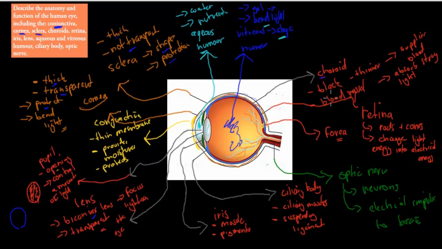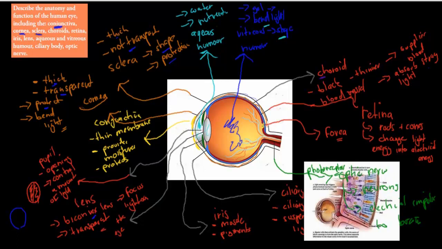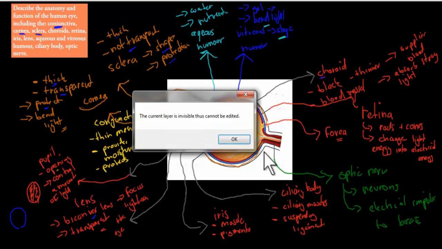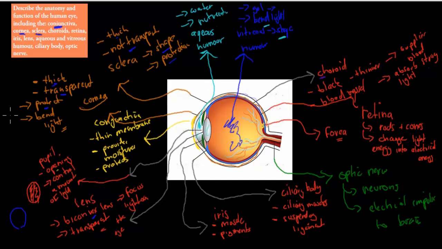Then we had the last layer, which was the retinal layer. Sorry, the retina, the inner layer, and that allowed us to change light energy into electrical energy, and it consisted of rods and cones. And then we still had the optic nerve, that structure with lots of neurons, and it allowed us to send an electrical impulse to the brain. Right, so the retina changed it from light to electrical energy, and then the optic nerve sent it from eye to brain so we could see the actual image.